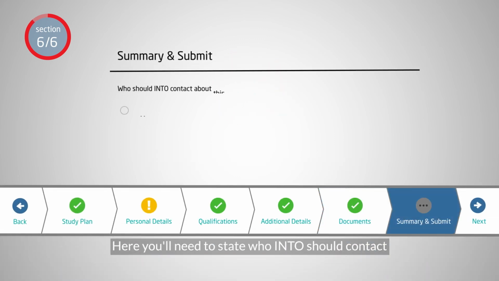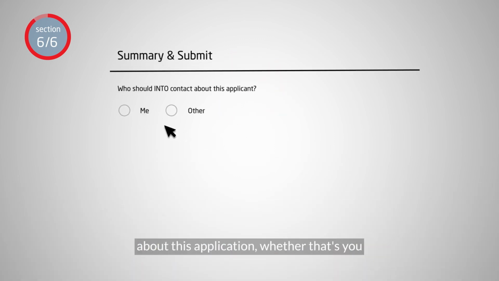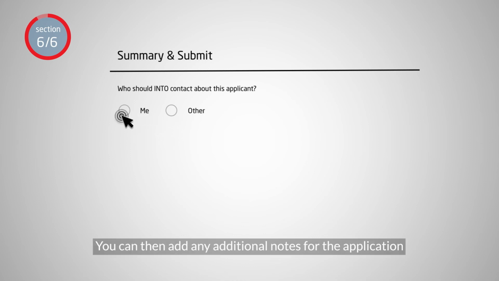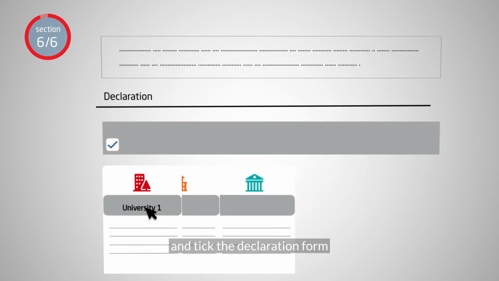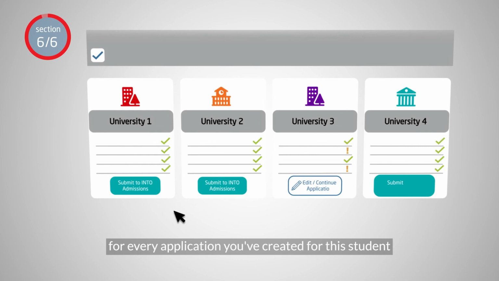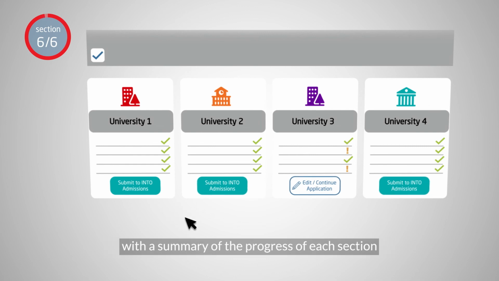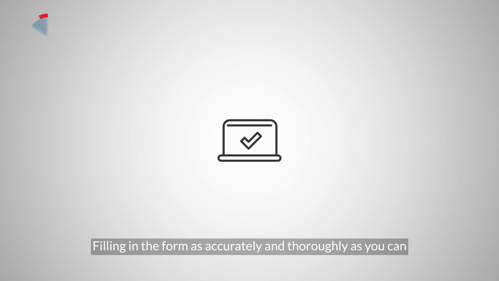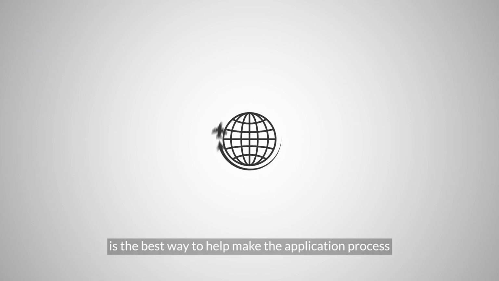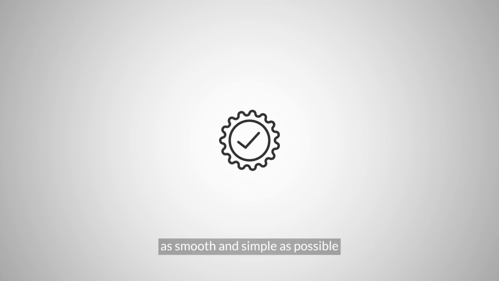Here you'll need to state who Into should contact about this application, whether that's you or someone else, such as a colleague. You can then add any additional notes for the application and tick the declaration form. You will then see a box for every application you've created for this student, with a summary of the progress of each section. When you're ready, hit Submit. Filling in the form as accurately and thoroughly as you can is the best way to help make the application process as smooth and simple as possible.